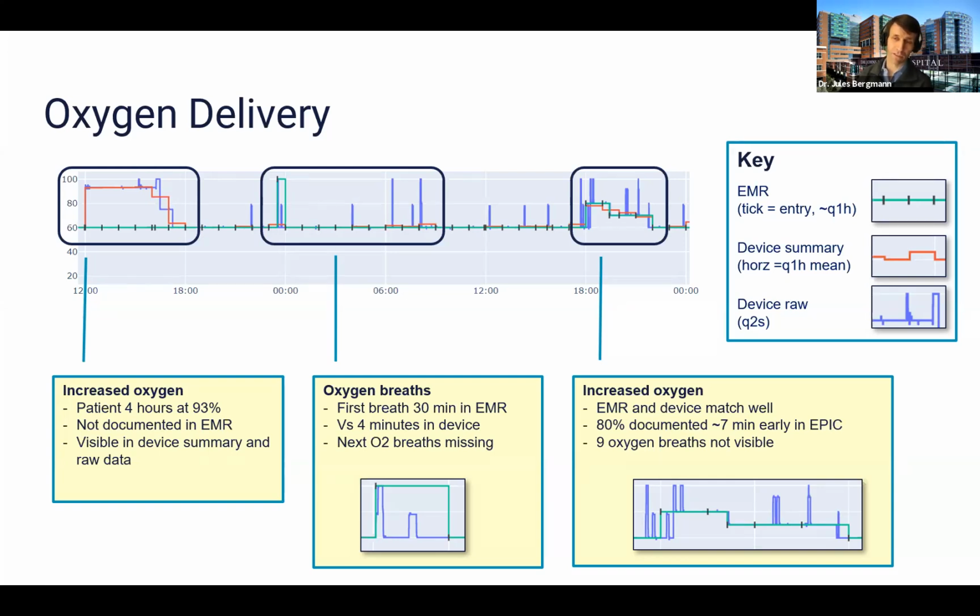And so, this is another example where the high frequency data gives clinicians the ability to really see and understand what's going on with the patient. And so here's just an example showing cases where, from the EMR standpoint, the patient was on a certain level, but in the room, the patient actually was getting a lot more oxygen.